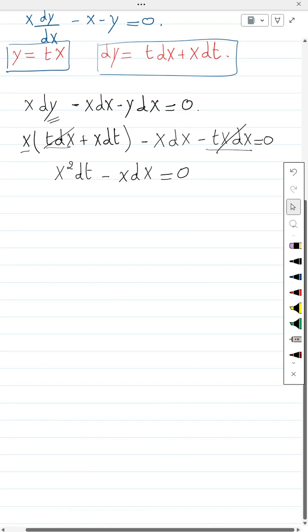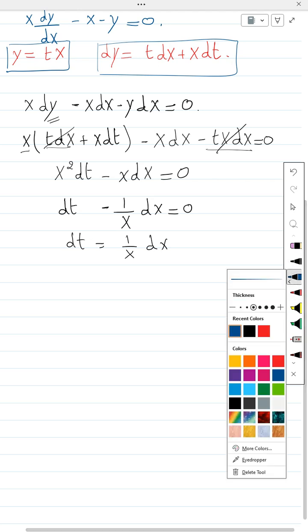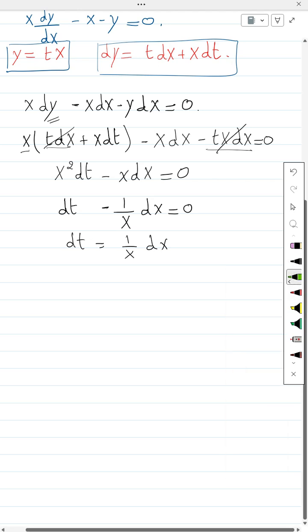So what we should do is dt minus 1 over x dx is equal to 0. By integrating, dt is equal to 1 over x dx. By integrating both sides, we will get our solution: t equals ln x plus c.